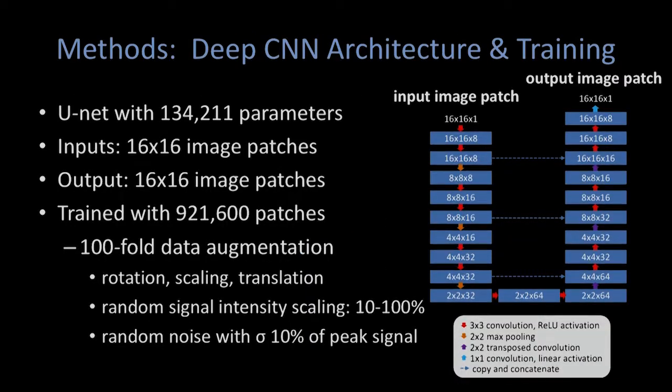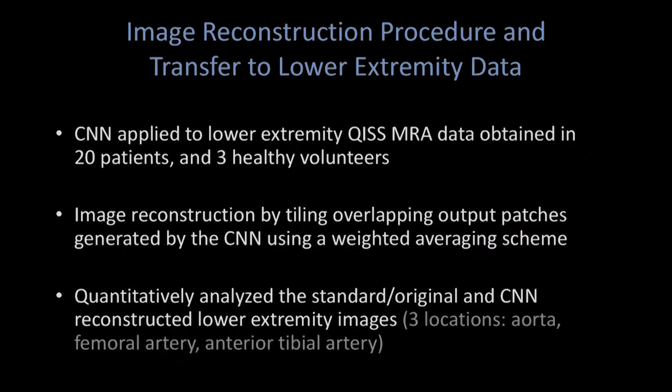How do we do this? We used a conventional deep CNN architecture of a UNet with roughly 134,000 parameters, took small input patches and generated small output patches, and we trained it with nearly 1 million patches using 100-fold data augmentation using various transforms as well as signal and noise incorporation steps.